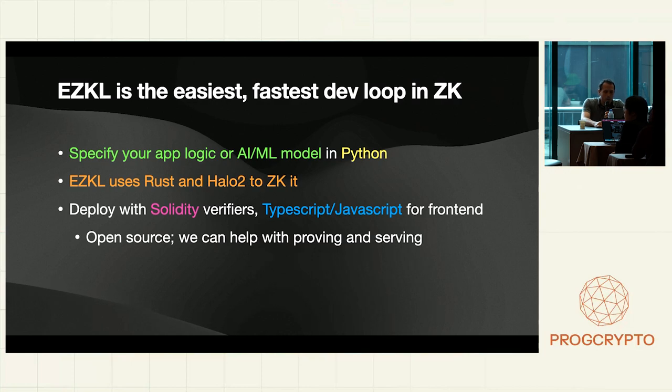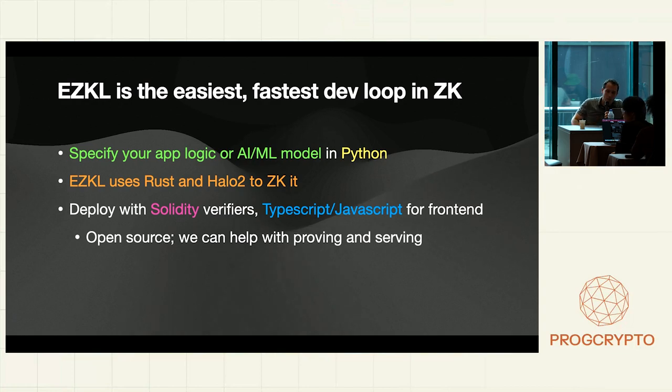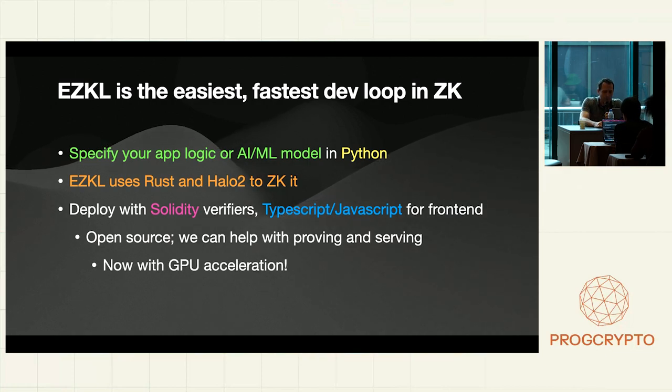The idea is that you specify the logic of your app in Python, particularly an AI model or a statistical model, although there are increasingly general things we can do. And then that Python is just ordinary. Then we use Rust and Halo 2 to turn it into a zero-knowledge prover and verifier. And you can deploy a Solidity verifier. There are TypeScript and JavaScript SDKs for the front end. And again, everything is open source.